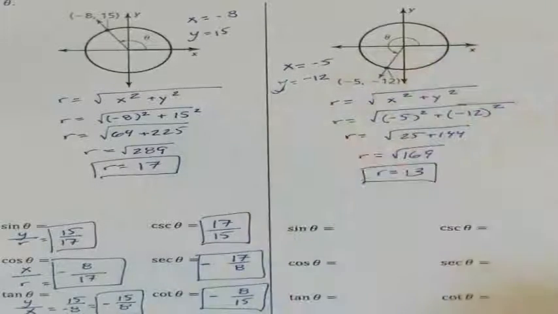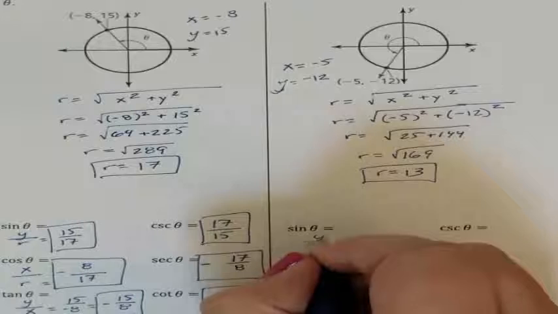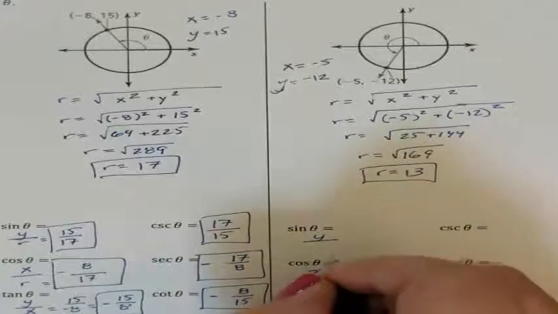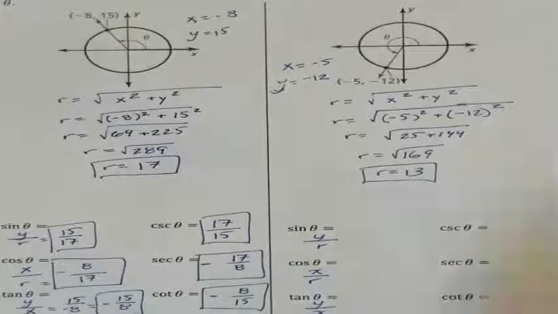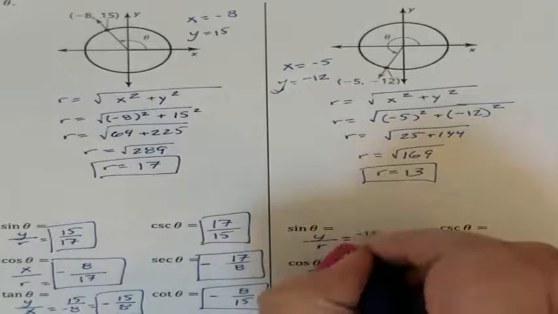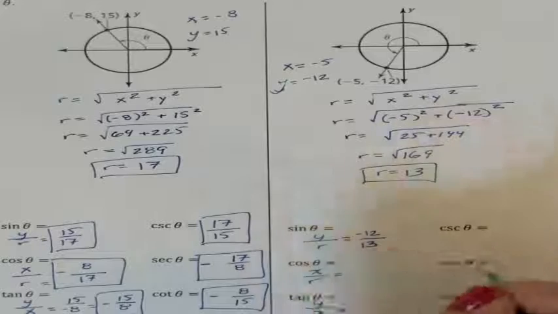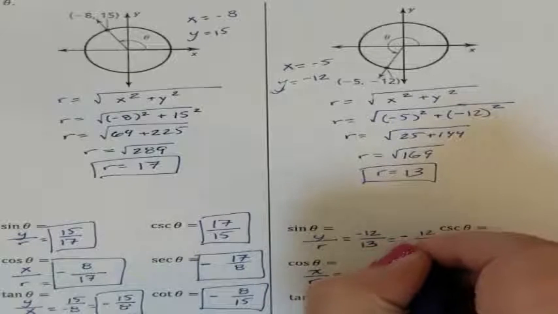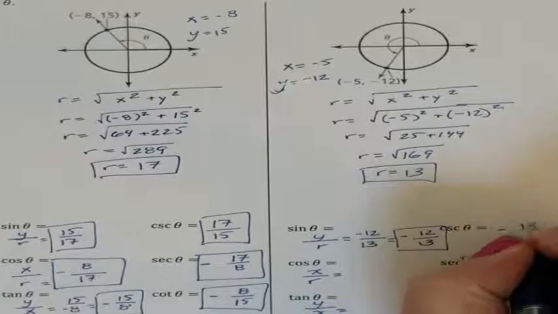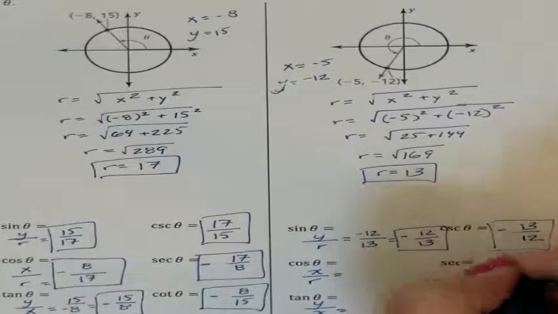So r is 13. Sine is y, cosine is x, tangent is y over x. Sine and cosine are both over r. My y is -12, my r is 13. So this simplifies to -12 all over 13, which meant cosecant is -13 all over 12.